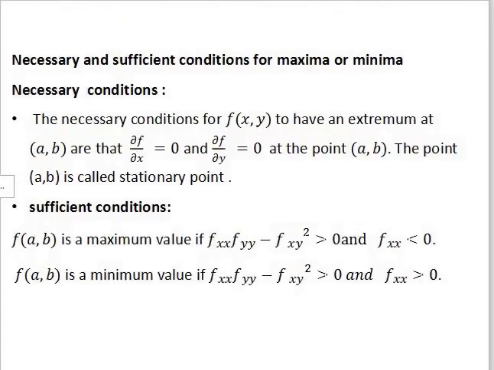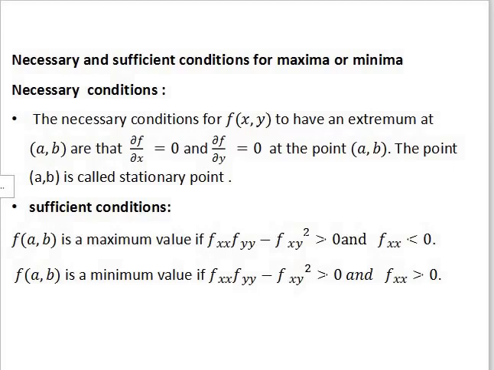Necessary and sufficient conditions for maxima or minima. The necessary condition for f of x comma y to have an extremum at a comma b is that dou f by dou x equal to 0 and dou f by dou y equal to 0 at the point a comma b. The point a comma b is called a stationary point.